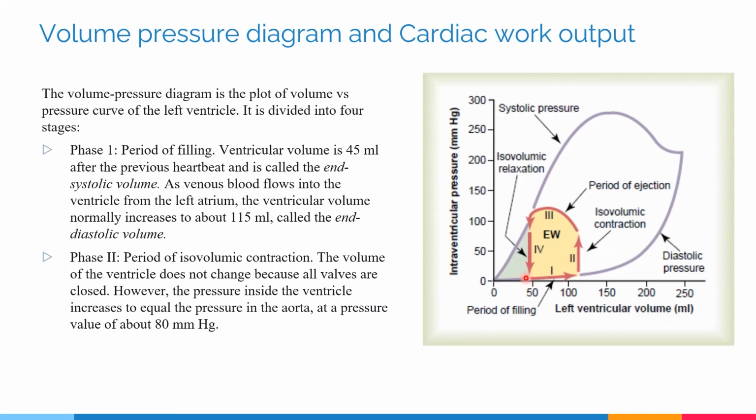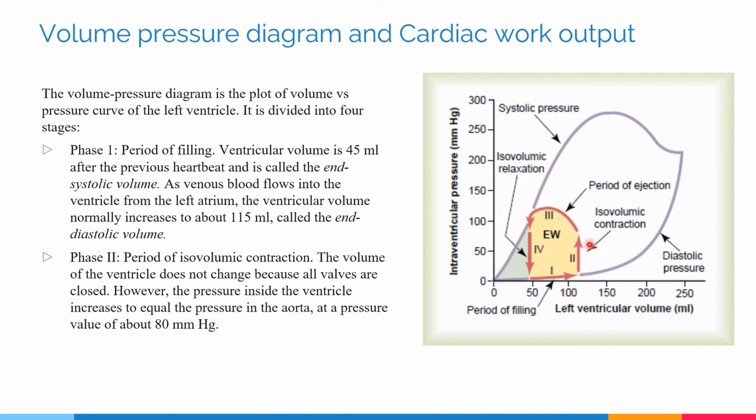As the venous blood flows back into the ventricle from the left atrium, the ventricular volume rises slowly and reaches the point that is shown here, where the ventricular volume has reached 115 milliliters of blood, which is the end diastolic volume. This brings us to the second phase. The second phase is the period of isovolumic contraction.